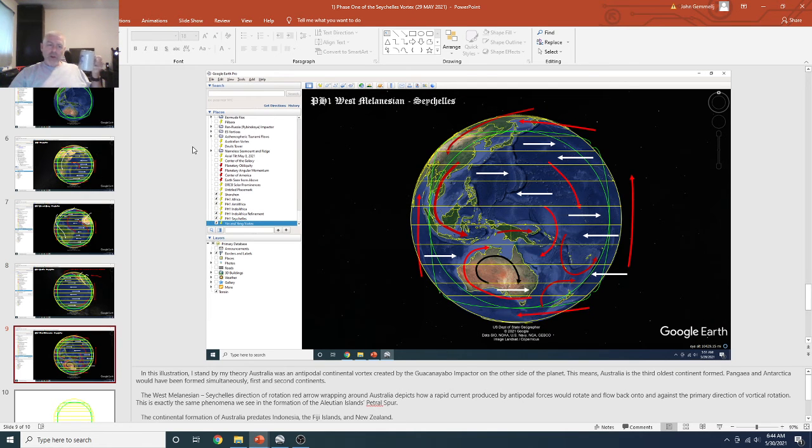So there we go. Now we're going to go down to the West Melanesian Seychelles because I couldn't find any other name to give it. It puts it right here in this area, and there's no name for any of that stuff right there. And this is the really crazy part. Indonesia's the crazy stuff. So these red arrows are telling us the direction of rotation of our vortices, and this crimson arrow up here is showing us that it is basically this very same precipitation that occurred.